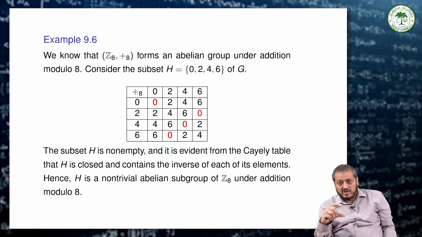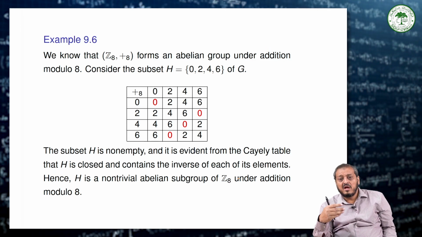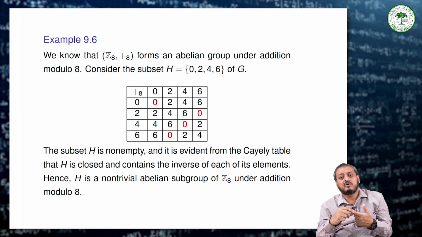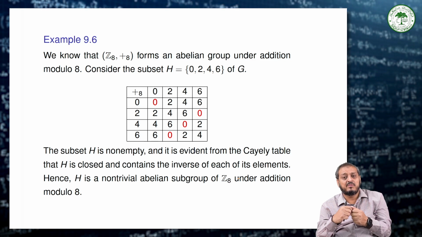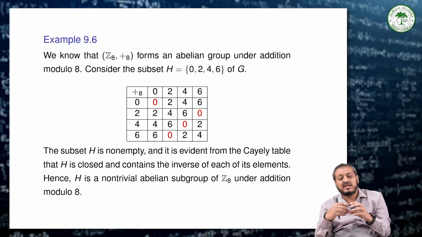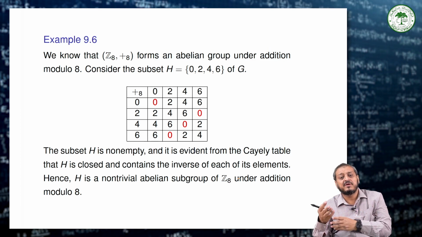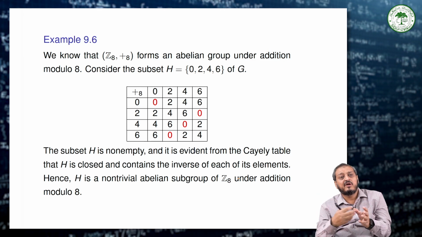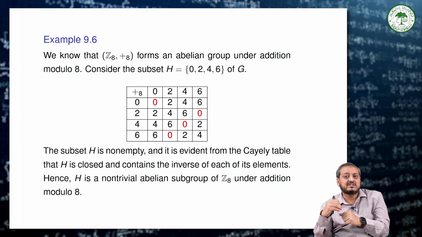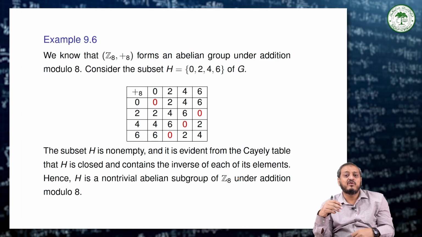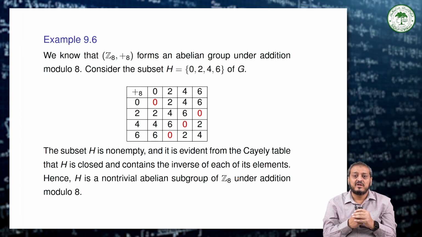Can we reduce this criteria further? In place of these three, we can combine two of them, closure and inverse. By combining these two properties, we only have to prove that if H is non-empty and for any x and y elements of H, x y inverse is also in H, then H is a subgroup of the group G under the same binary operation.